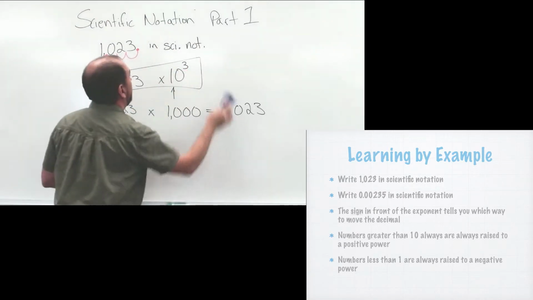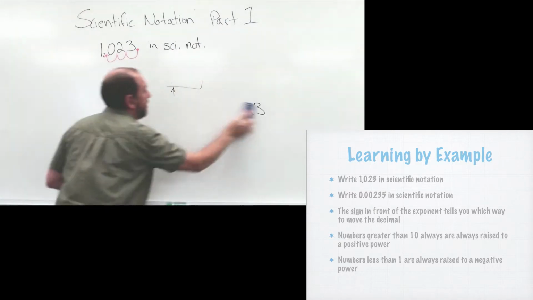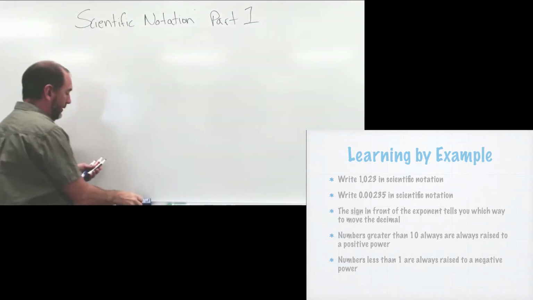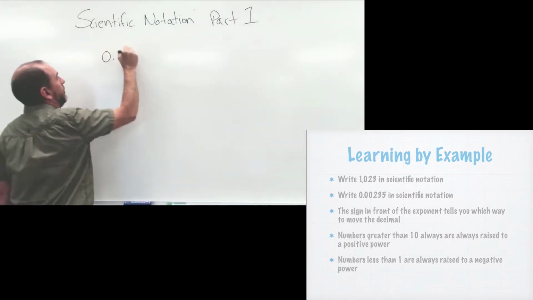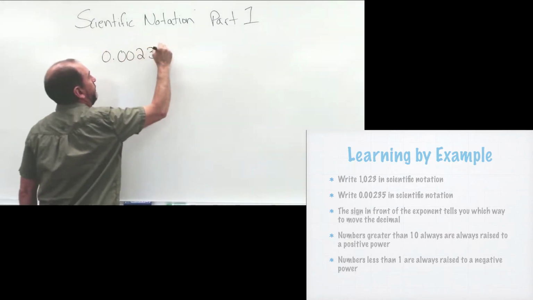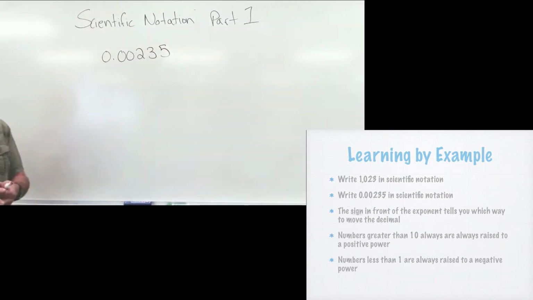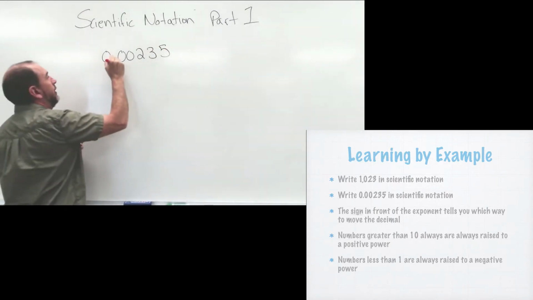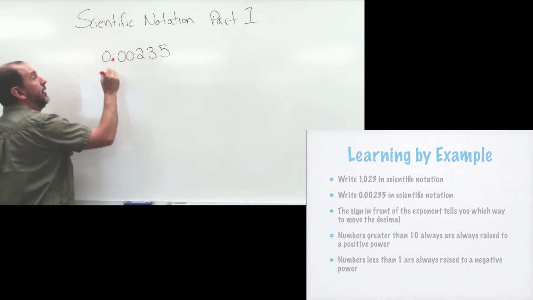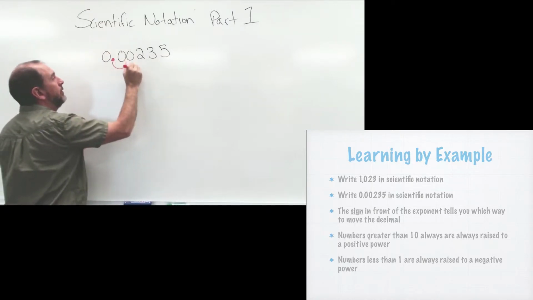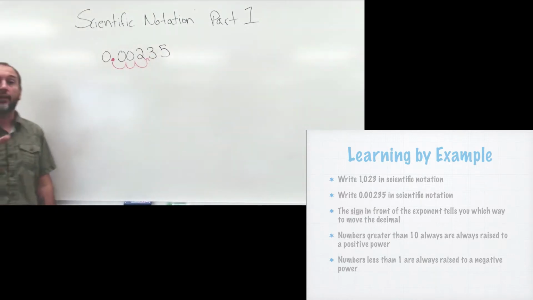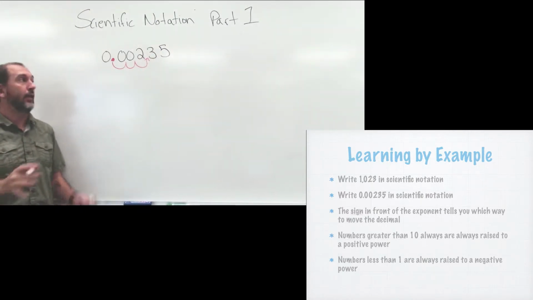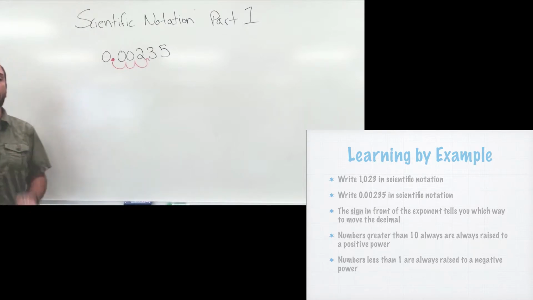Okay? Let's take a look at a small number, a number less than 1, our second example here: 0.00235. Okay? So again, now we identify, where's the decimal? The decimal point is right there. Now we move that decimal 1, 2, 3 places to get a number between 1 and 10. So that's always the key first step in taking a number and moving it into scientific notation.